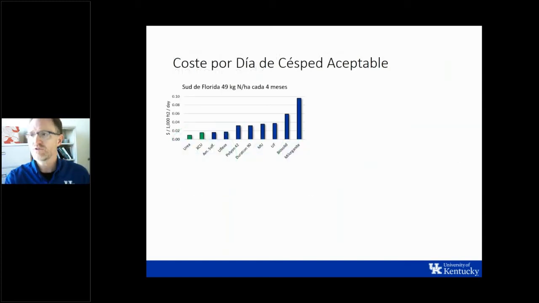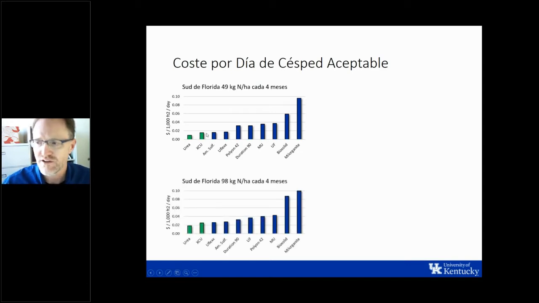So now when we look at the cost per day of acceptable turf, in South Florida at 49 kilograms per hectare, we see that the least expensive sources were urea, which is the soluble source, and sulfur-coated urea, which is the slow release source. When we look at 98 kilograms of nitrogen per hectare, it's the same. Okay, so regardless of the rate of nitrogen, urea and sulfur-coated urea were the least expensive soluble and slow release sources in South Florida, in a tropical environment. That's probably not analogous to conditions in Spain.